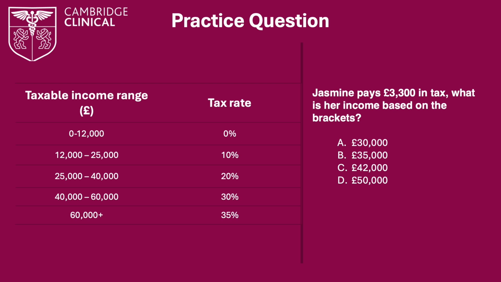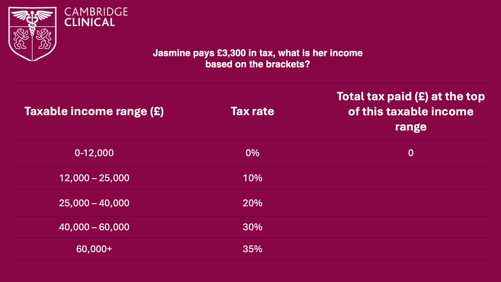To tackle this question, we must use the tax amounts we calculated from the previous questions and work backwards. In the first tax bracket, Jasmine pays nothing towards tax. In the second tax bracket, Jasmine pays £1,300 towards tax, as calculated before. The total tax paid at the end of this taxable income range is £1,300. In the third tax bracket, Jasmine is liable for up to £3,000 towards tax. The total tax paid at the top of this taxable income range is £4,300, which is £1,300 plus £3,000.